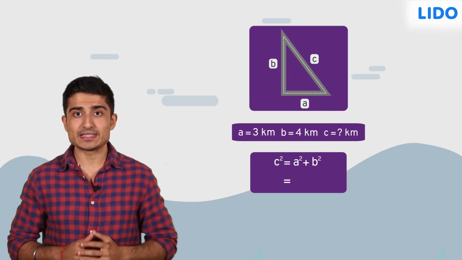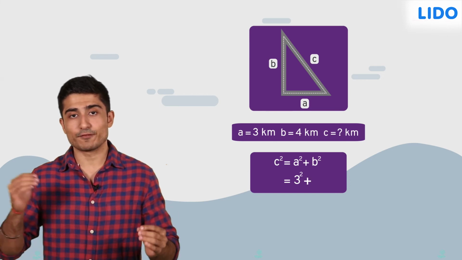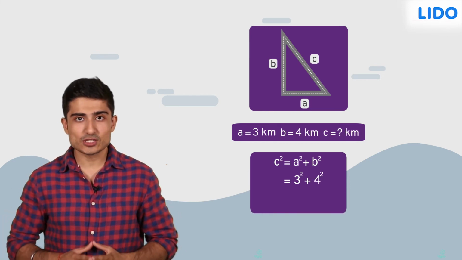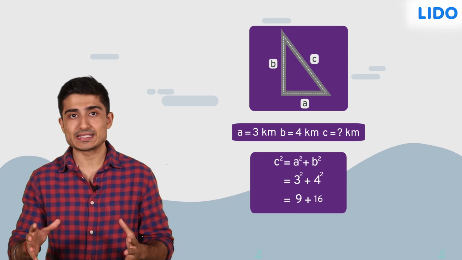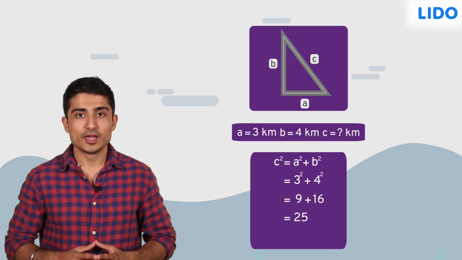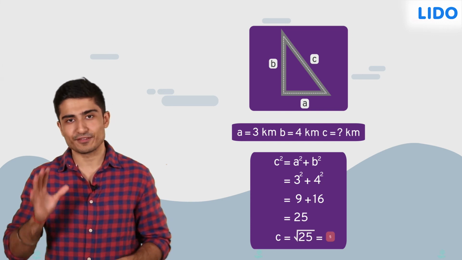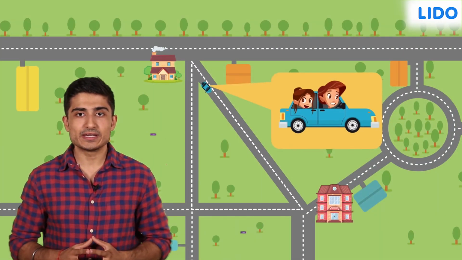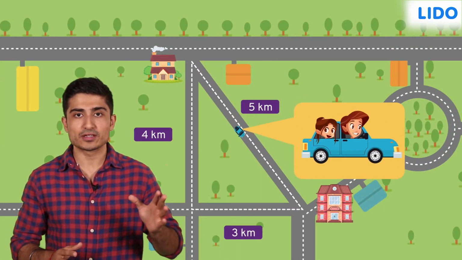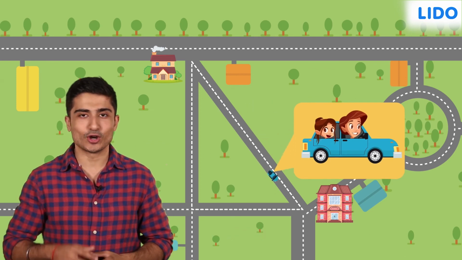So C² is equal to 3² + 4², or C² equals 9 + 16, that is 25. Which means C is equal to the square root of 25, which is 5. So, Rita's mom will have to drive 5 kilometers and make sure she's not late for school.